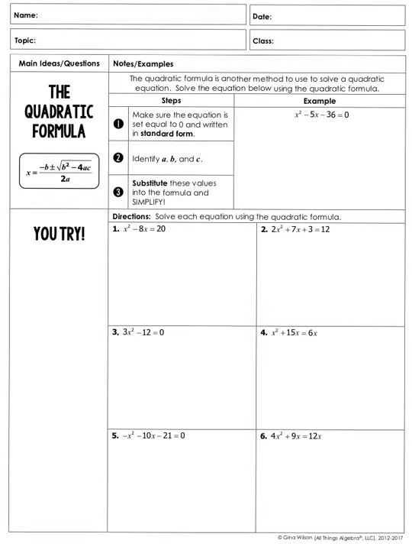The quadratic formula is another method to use to solve a quadratic equation. Solve the equation below using the quadratic formula. Make sure the equation is set equal to 0 and written in standard form. Remember, standard form for a quadratic is ax squared plus bx plus c equals 0. Identify a, b, and c. So in this equation, a is 1, b is -5, and c is -36. Substitute these values into the formula and simplify.